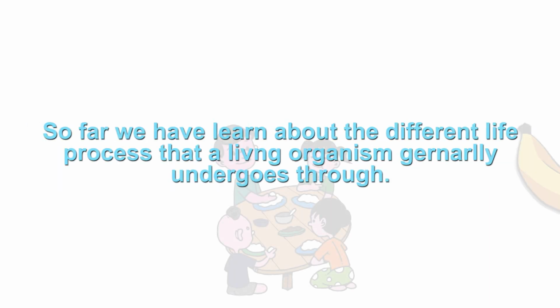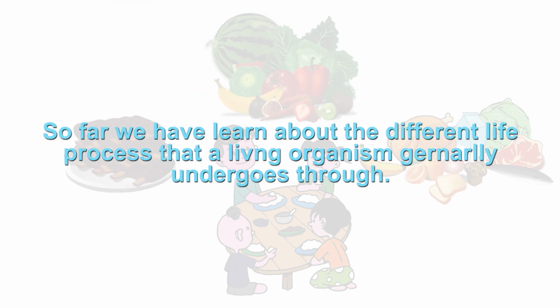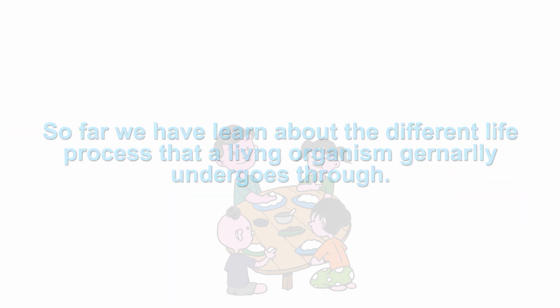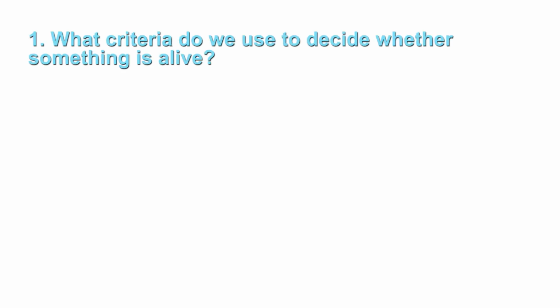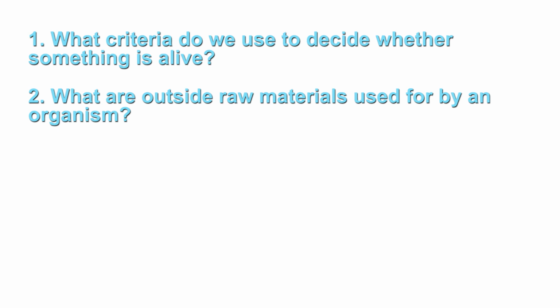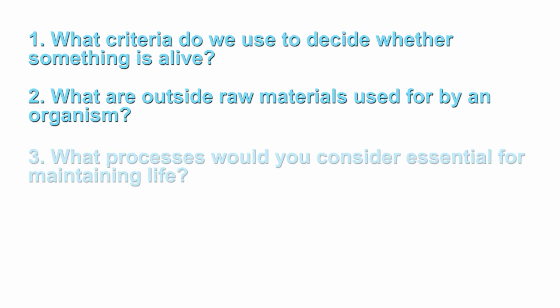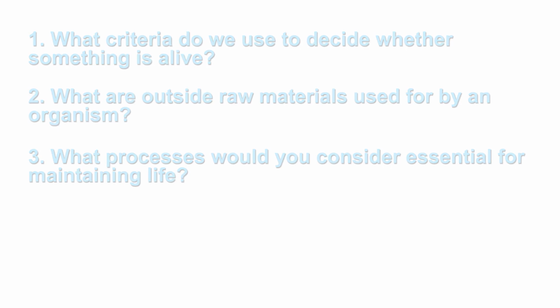So far, we have learned about the different life processes that a living organism generally undergoes. What criteria do we use to decide whether something is alive? What are outside raw materials used for by an organism? What processes would you consider essential for maintaining life?